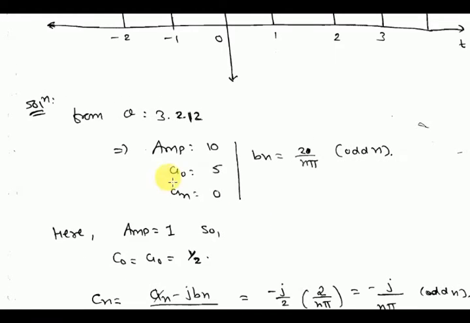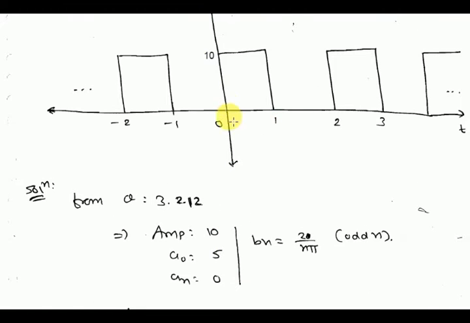So the amplitude here is 10. How will you find a naught? A naught is the overall area divided by the fundamental period. So the area is 10 divided by 2, so a naught is equal to 5. An will be 0 because this consists of hidden odd symmetry. That's why an will be 0, but the DC term will be non-zero because the symmetry is hidden, and Bn will be non-zero. Bn you will find like this.